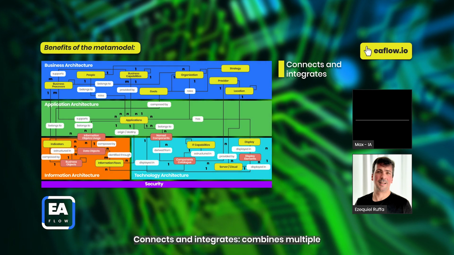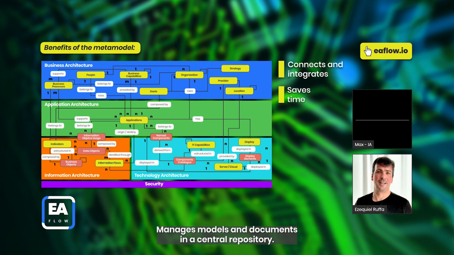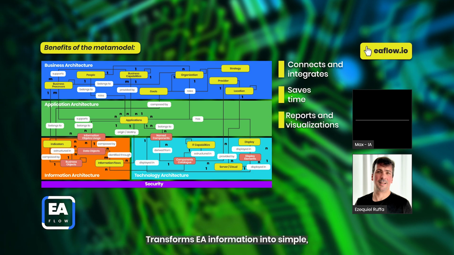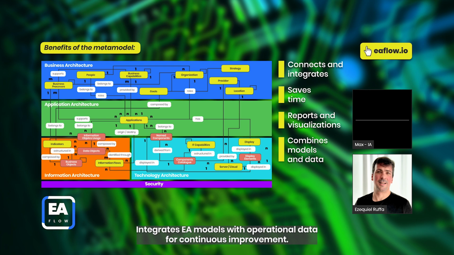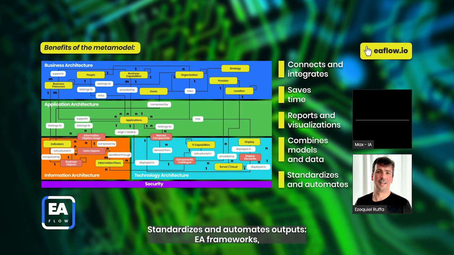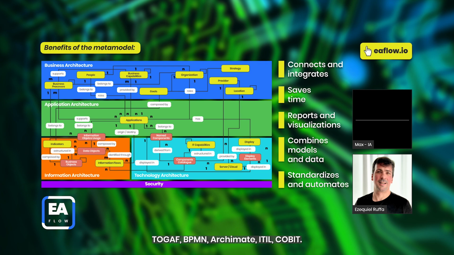Connects and integrates. Combines multiple data sources into a single platform. Saves time, manages models and documents in a central repository. Reports and visualizations. Transforms EA information into simple, data-driven visuals to power decision-making. Combines models and data. Integrates EA models with operational data for continuous improvement. Standardizes and automates outputs, EA frameworks, TOGAF, BPMN, Archimate, ITIL, COBIT.